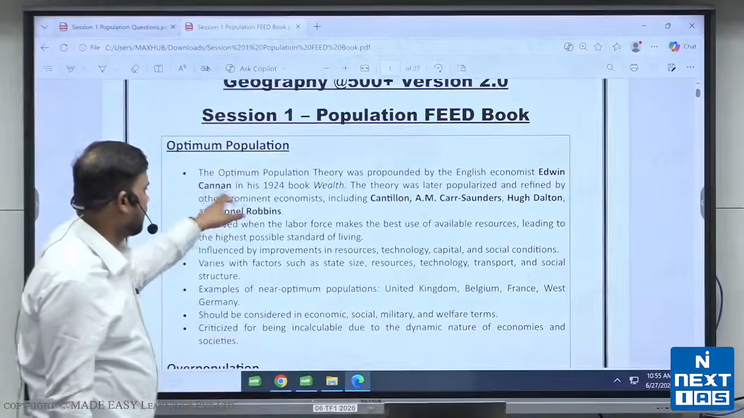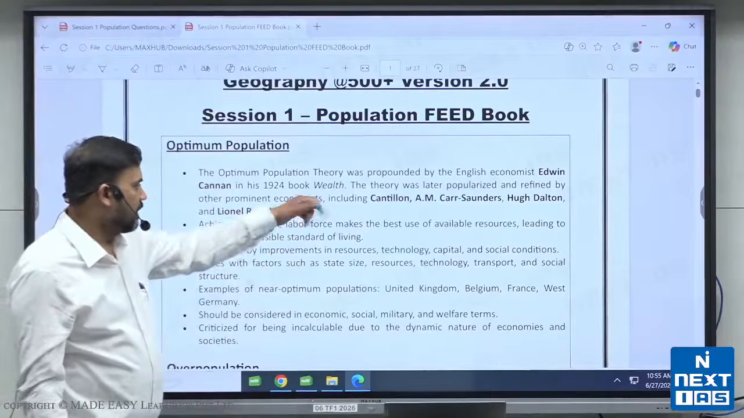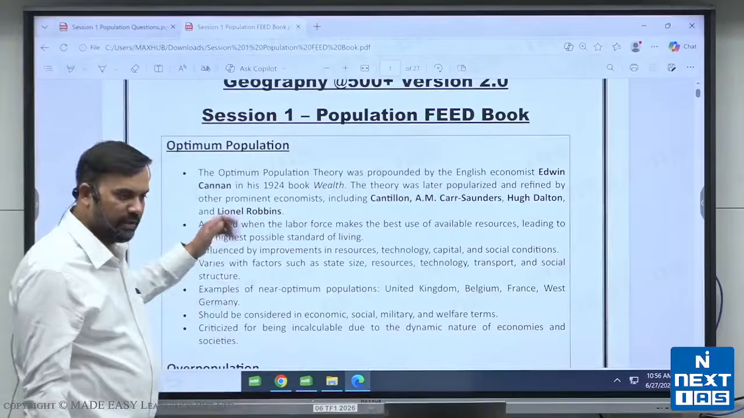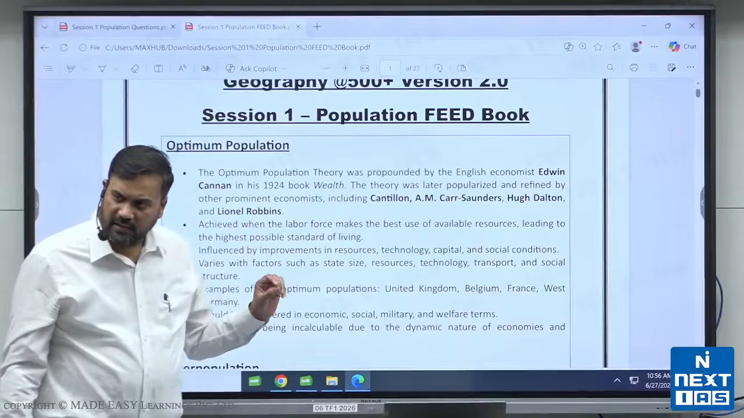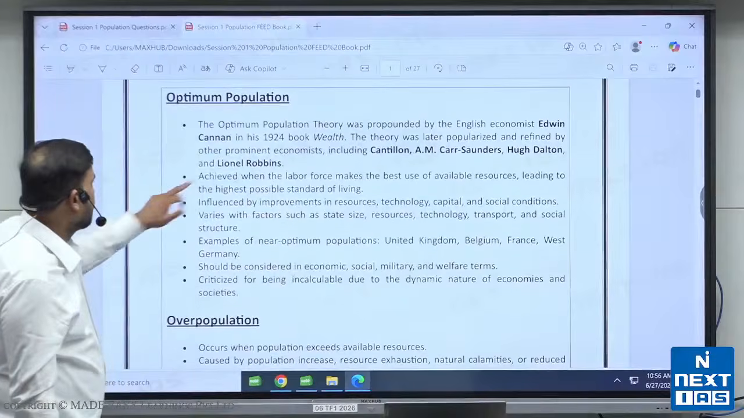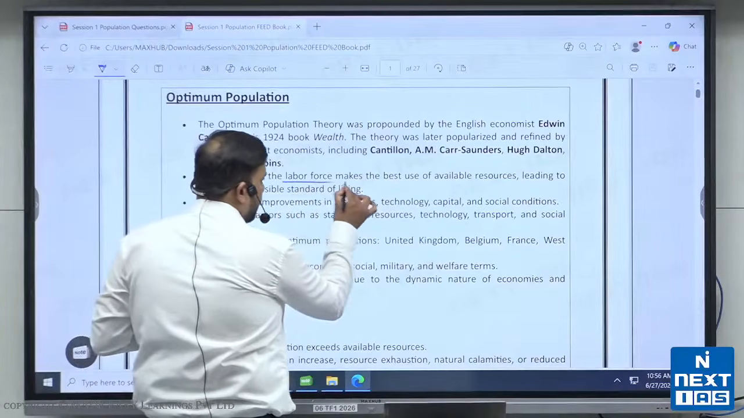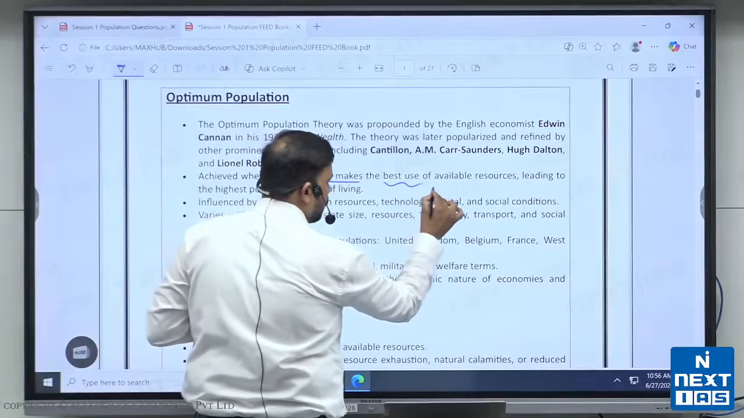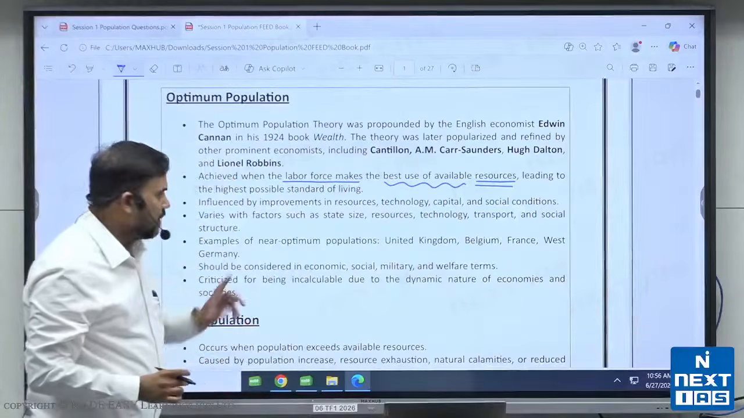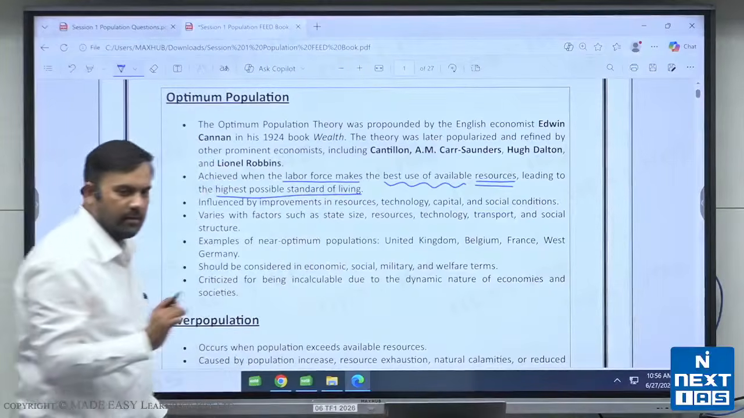So again, Edwin Cannon in 1924 wrote a book named Wealth. Others like Cantillon, Saunders, Dalton, Robbins, all of them have popularized the idea of optimum population. So what is optimum population? It is achieved when the labor force makes the best use of available resources, leading to the highest possible standard of living.